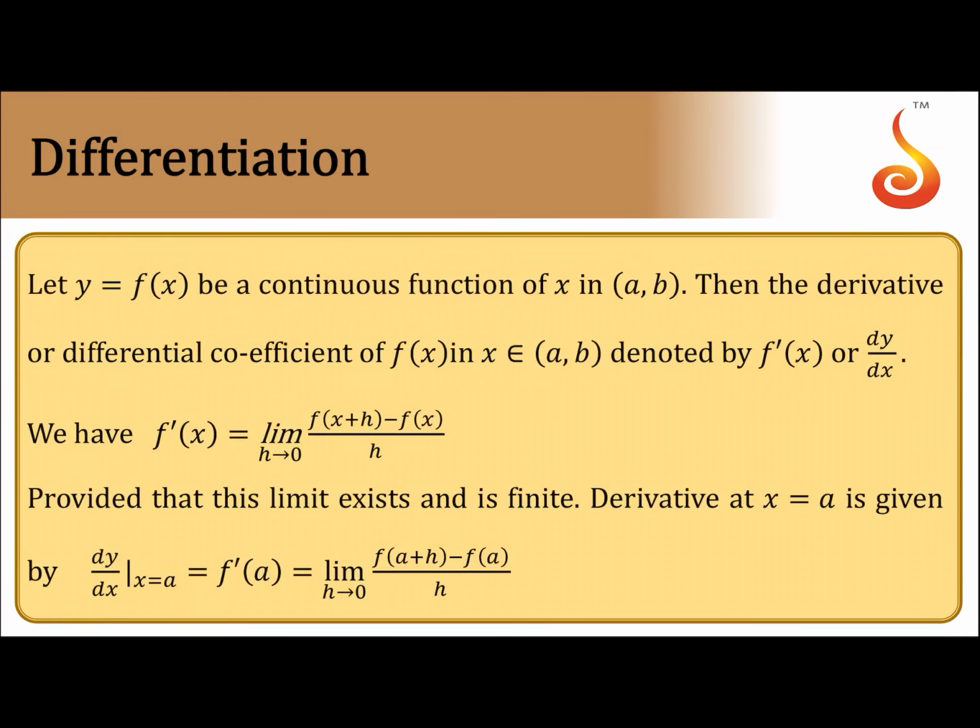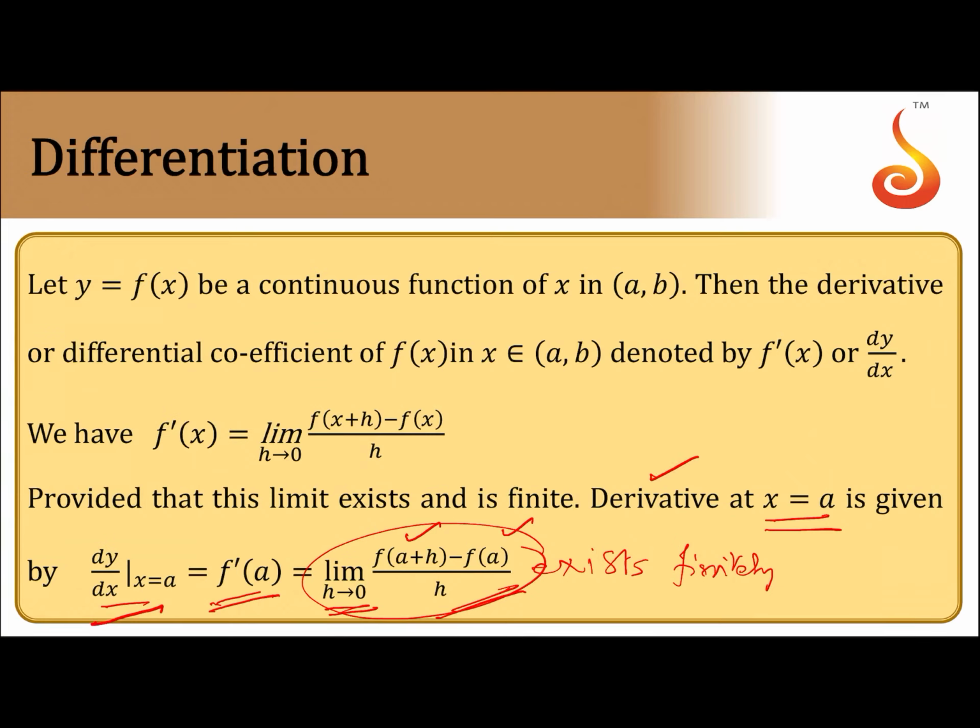Let's proceed to differentiation. The function is said to be derivable at x equals a provided limit h tends to 0, f of a plus h minus f of a by h, exists finitely. That must exist finitely. Then I say the function is said to be differentiable at x equals a, denoted by f dash of a, or dy by dx at x equals a. That's how we say the function is said to be derivable.